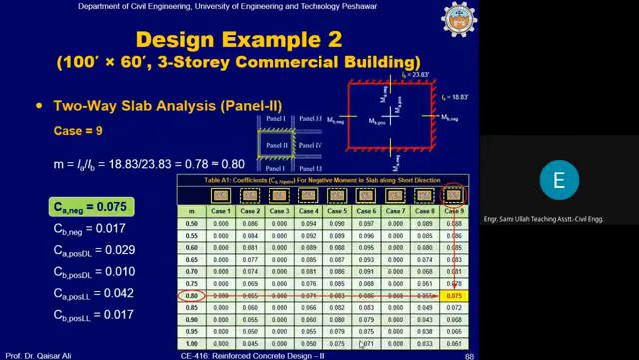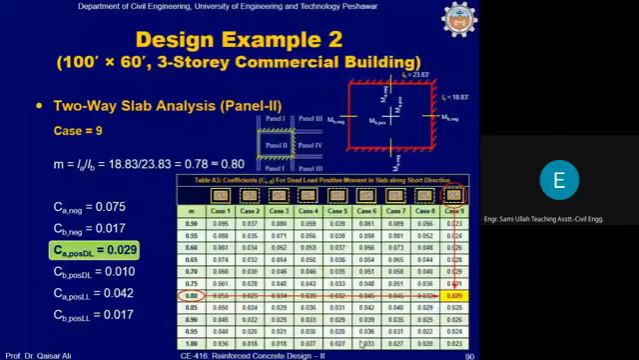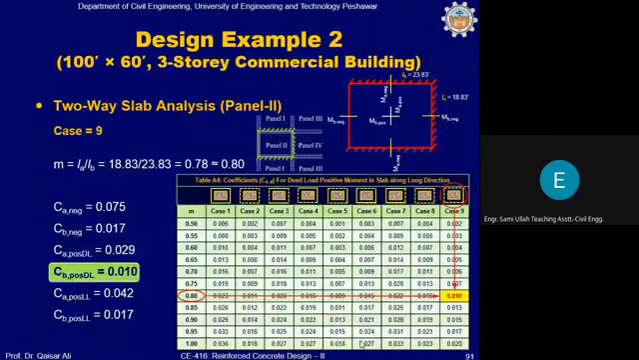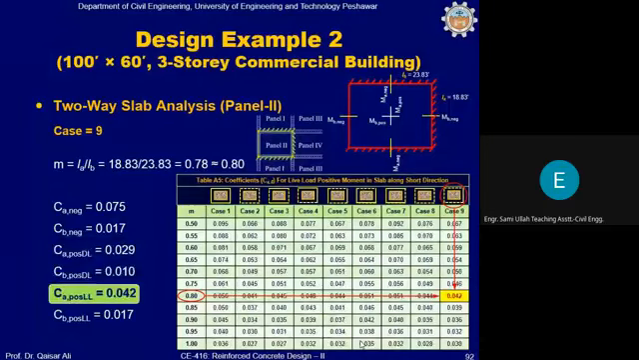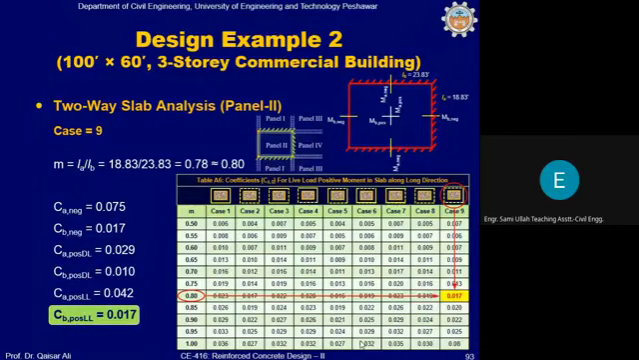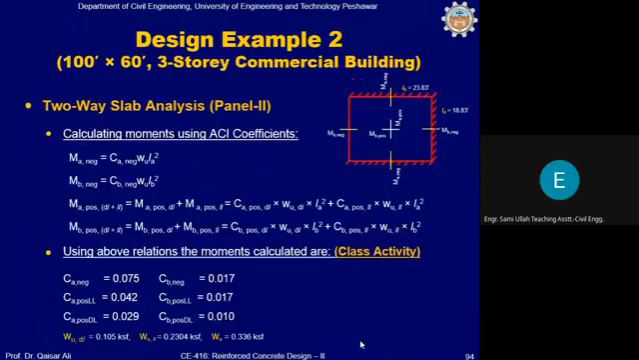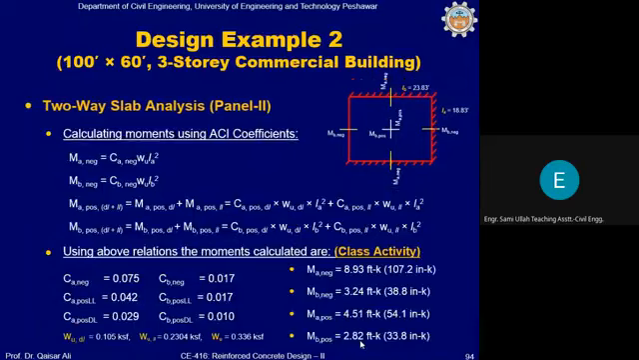Similarly, panel 2, it is corresponding to case 9. CA negative, CB negative, CA positive for dead load, CB positive for dead load, CA positive for live load, and CB positive for live load. Again, using the same equations, you can calculate the moment values. And these are the moment values. MA negative, MB negative, MA positive and MB positive.